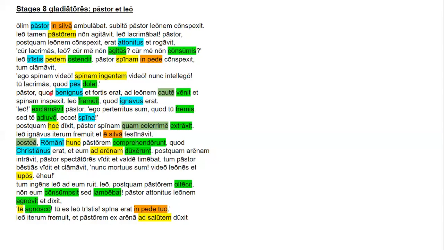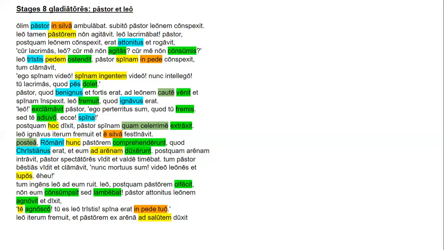So because he was kind and brave, ad leonem, so ad, and leonem, this is a prepositional phrase. Ad takes an accusative of motion towards. So towards the lion, it's a third declension. So towards the lion, caute, cautiously. This is an adverb.